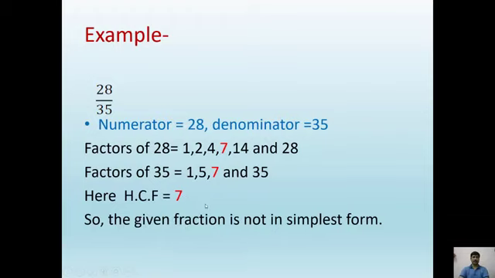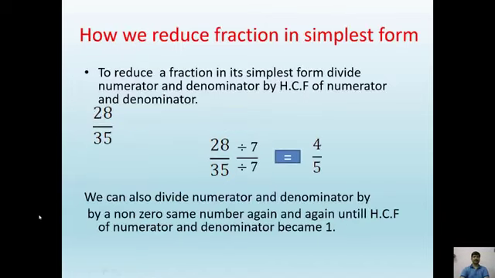So the highest common factor is 7, but there must be highest common factor 1. So the given fraction is not in its simplest form. In this way, 28 upon 35 is not in its simplest form. Why? Because the HCF is 7, not equal to 1. How do we reduce a fraction to the simplest form?